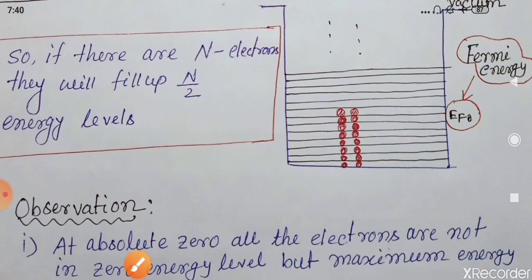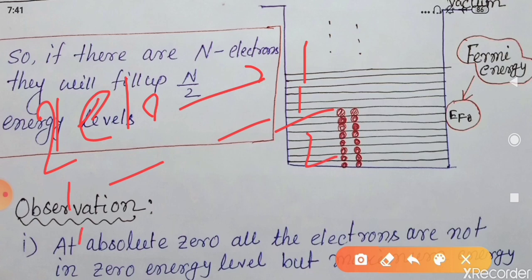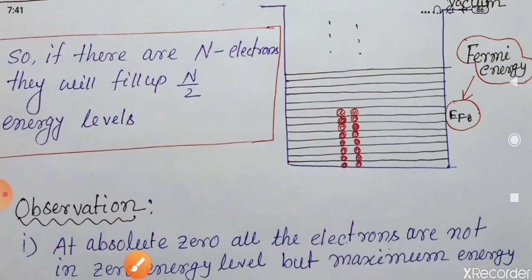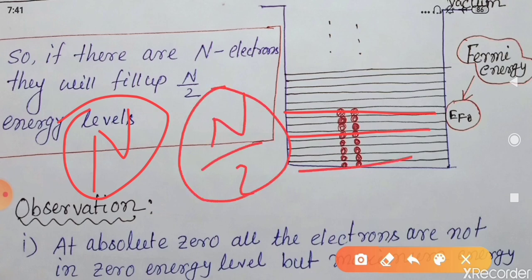How is it possible? We have seen that two electrons are in one energy level. That means one electron will be at 1 by 2 energy level, and n electrons will be at n by 2 energy level. So if there are n electrons, only n by 2 energy levels will be filled up at absolute temperature, and the maximum filled energy level is called the Fermi energy level.